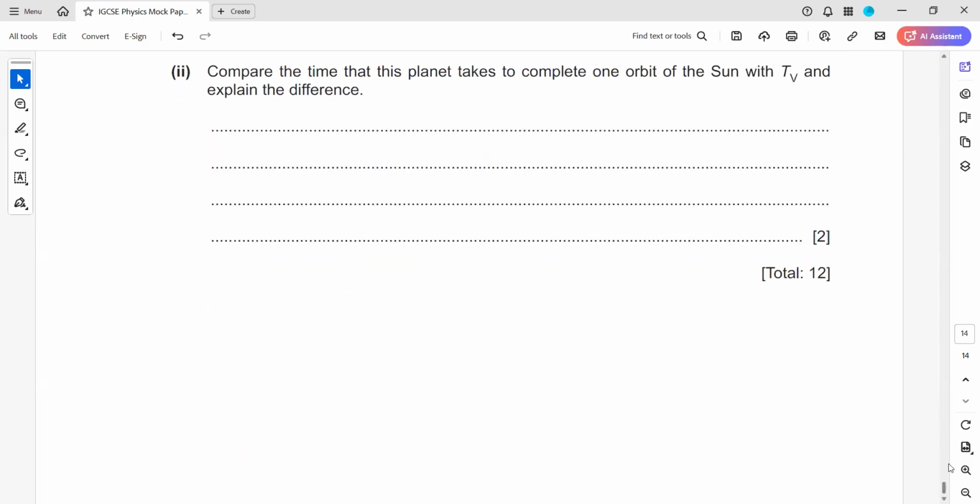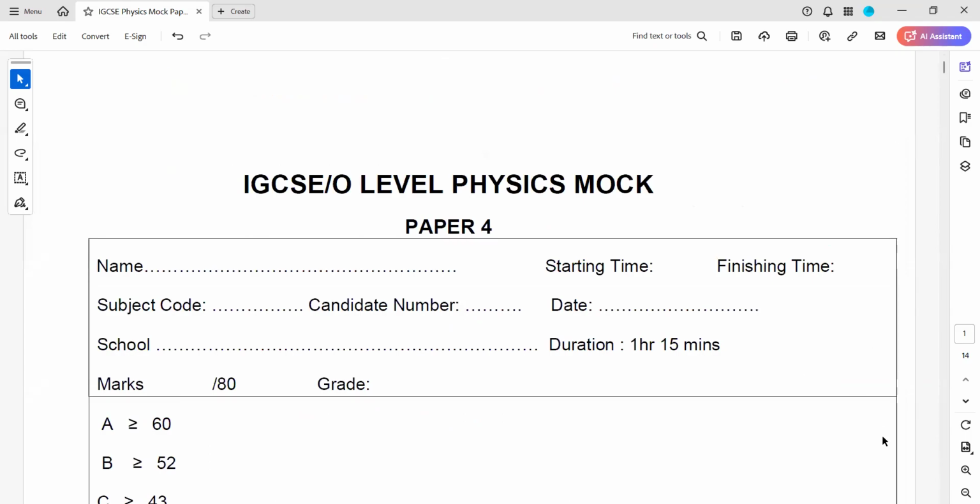So this was mock test 2. Tomorrow we'll discuss 3 and 4.